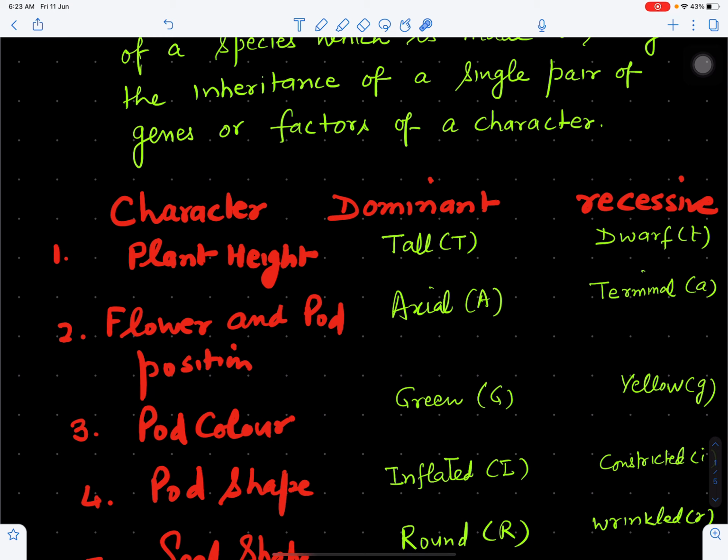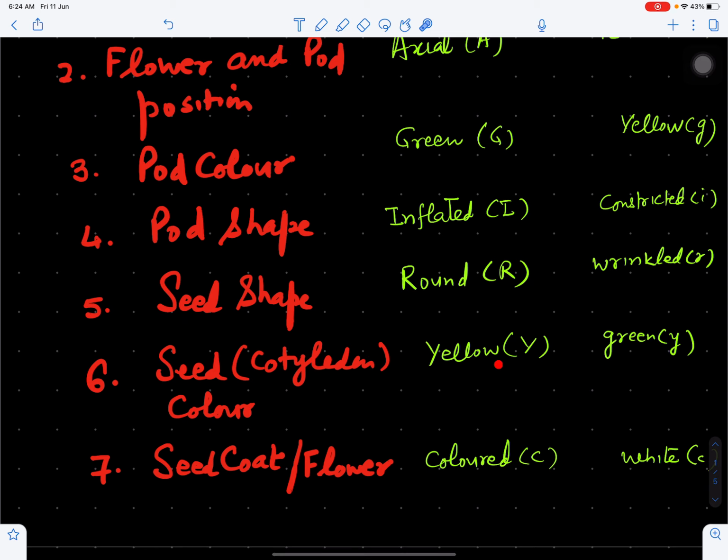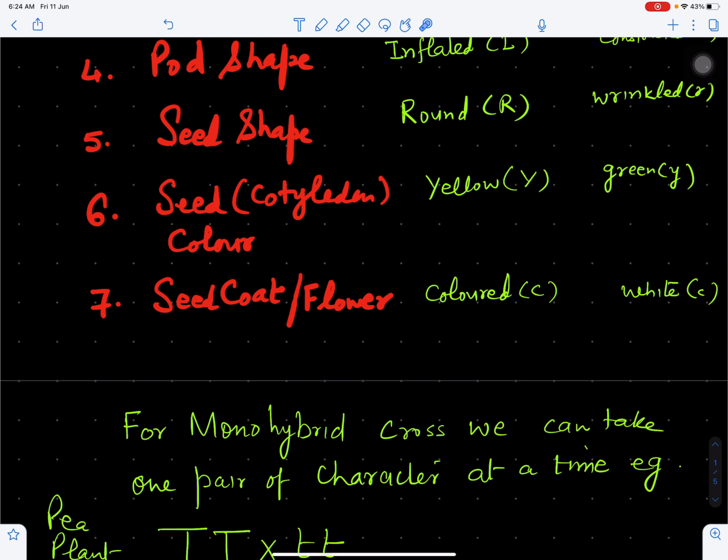Similarly, the color of the pod may be green or yellow. Capital G is dominant, small g is recessive. Then pod shape: it can be inflated, capital I, or constricted, small i. The shape of the seed can be rounded or wrinkled, small r. The color of the cotyledon in the seed can be yellow, capital Y, or green, small y. Then the color of the seed coat, and flower color, which may be colored or white. So these are the characters determined by factors or genes.